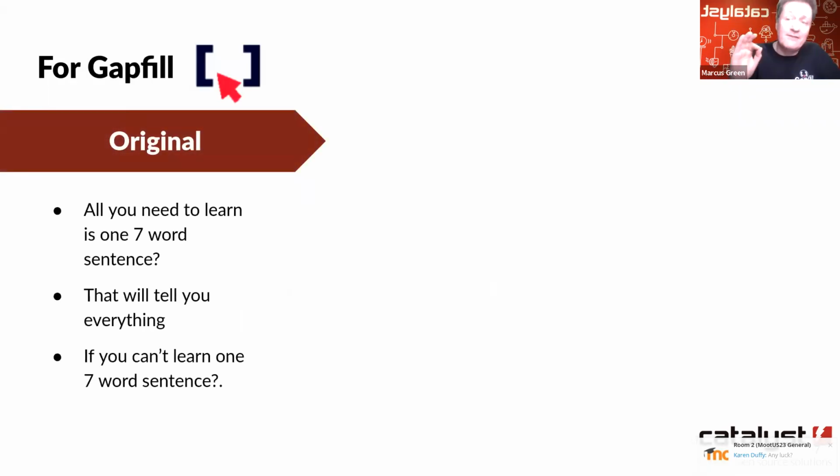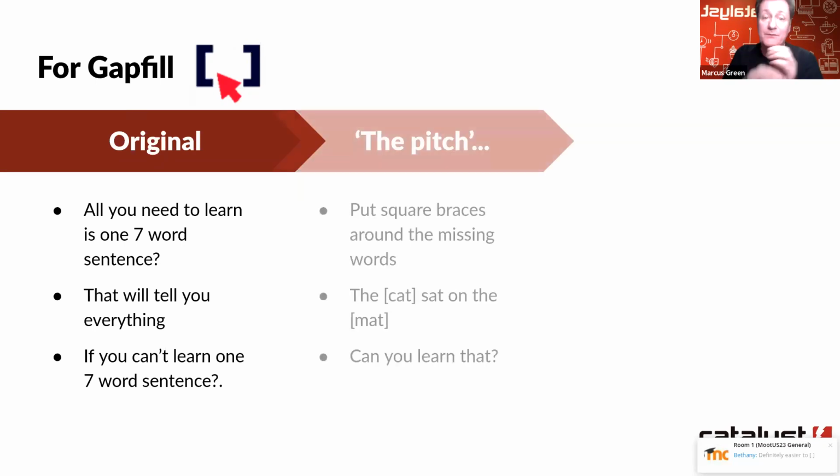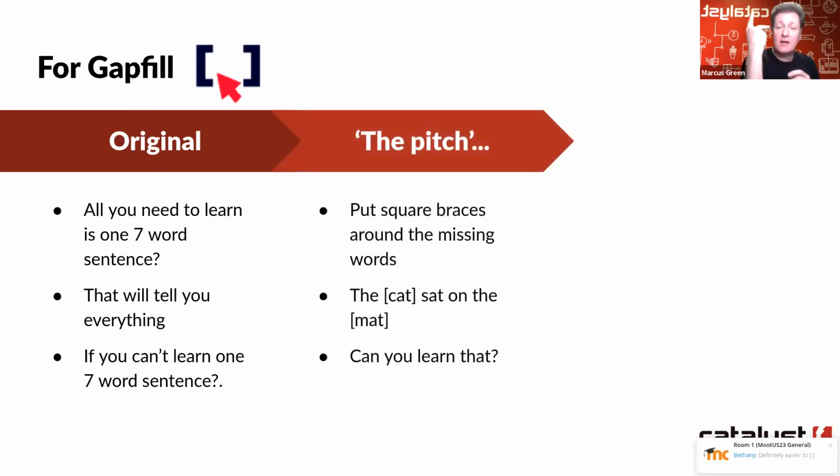So my elevator pitch, and you know, the classic one is a producer gets into a lift with somebody with the money, and he looks at him and he says, DeVito, Schwarzenegger, Twins, something you can really sell. Is that all you need to learn to use and to be productive with this question type? You need to learn 1 7-word sentence, and that will tell you everything that you need for the basics. So the pitch is: put square braces around the missing words. 7 words, 2 bits of syntax. The cat sat on the mat, open brackets, close brackets. Can you learn that? I think so.